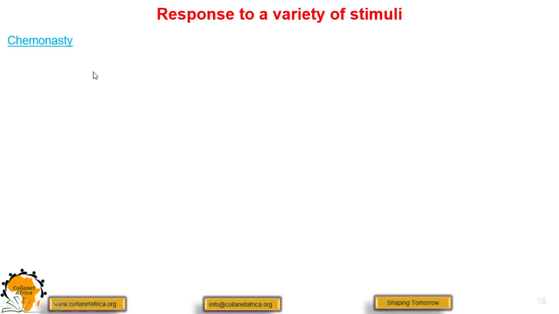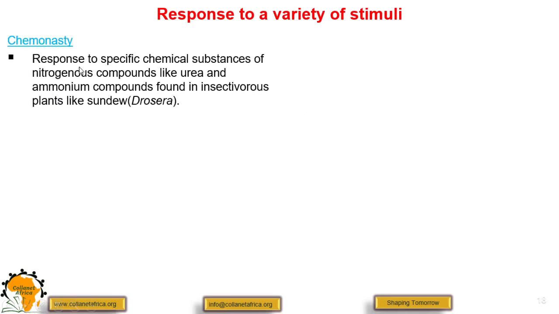The other one is chemonasty, and this is a response to specific chemical substances, nitrogenous compounds like urea and ammonium compounds, and all these are found in insectivorous plants. For example, the sundew. So the sundew responds to changes in nitrogenous compounds such as ammonium.